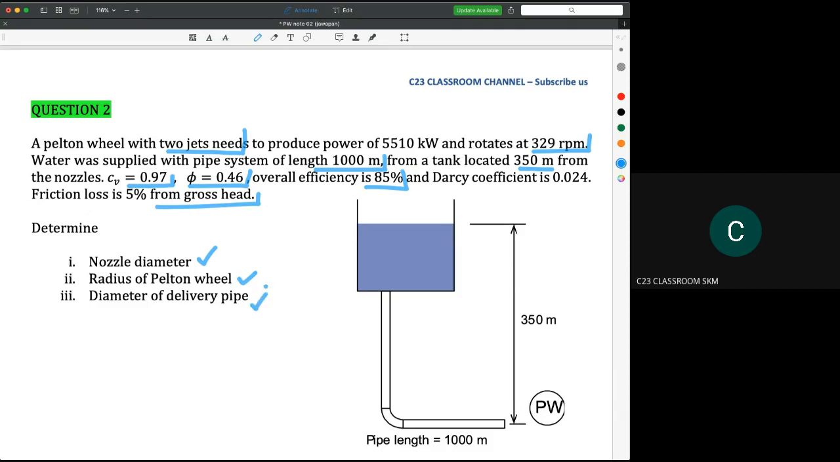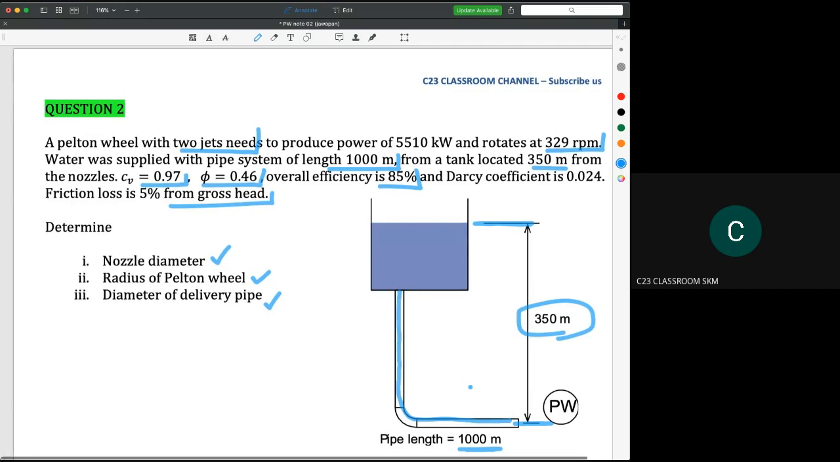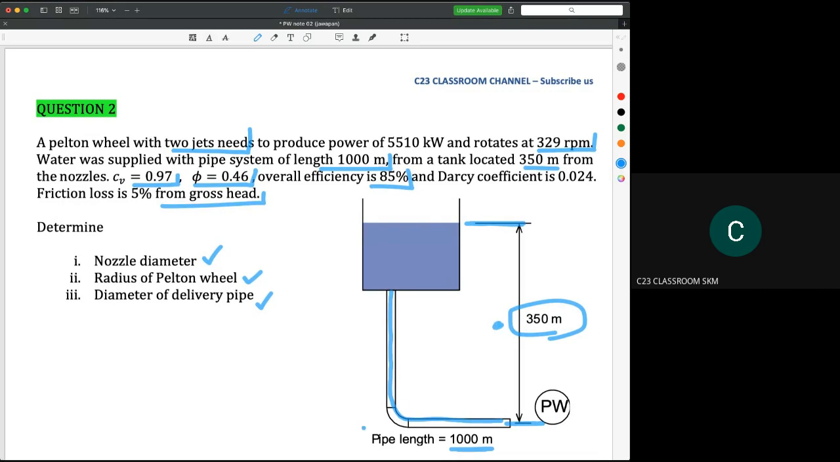So here, I hope you could understand that. The 350 meters here is the elevation, the height of the level of water until the center line of the pipe at the input of the Pelton wheel. However, the 1,000 meter is the pipe length. It is totally different, because last time we had a complaint from a student that the height and the length do not tally. So you need to understand the height is the vertical distance.